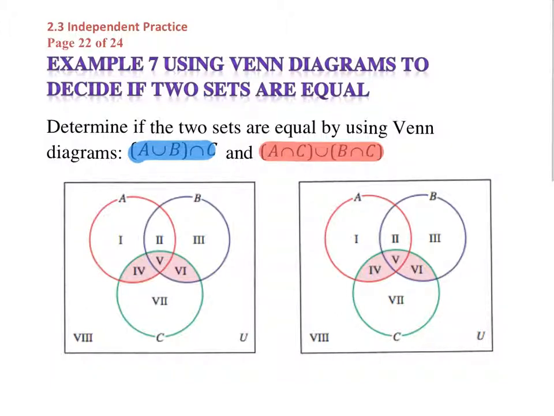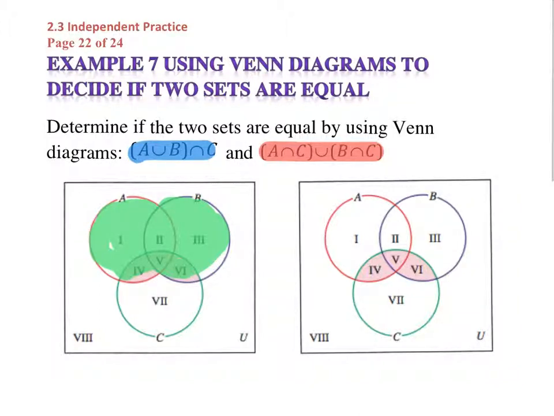So we first have to find A union B. A union B is everything in A and then everything in B, right? So if I use the color green, it's regions 1, 2, 3, 4, 5, 6. So everything in these two circles is A union B. Okay, that we took care of. And then obviously C is the green circle underneath, not the shaded area, which has regions 4, 5, 6, and 7.